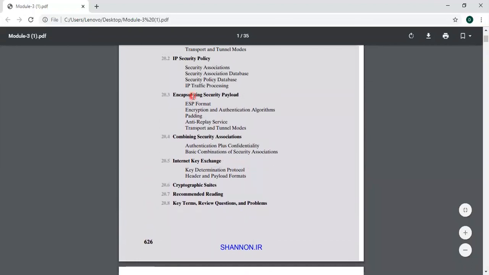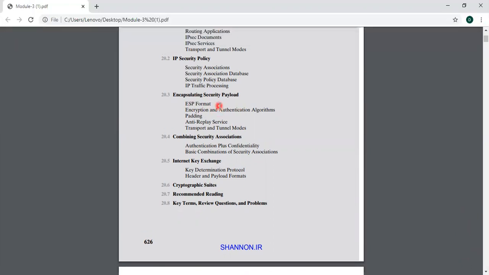In today's class, we have discussed encapsulating security payload. It has two formats: one is the top-level format and the other is the substructure of that format. Those things we have discussed in the ESP format. Then we have discussed encryption and authentication algorithms, what padding is, what the anti-replay service is, and what transport and tunnel modes are. We have also summarized transport and tunnel mode.